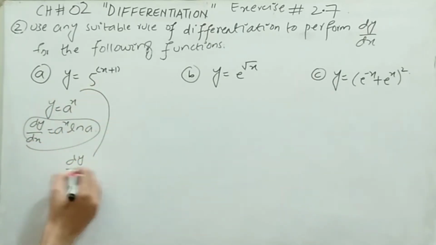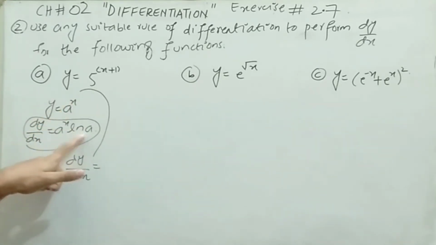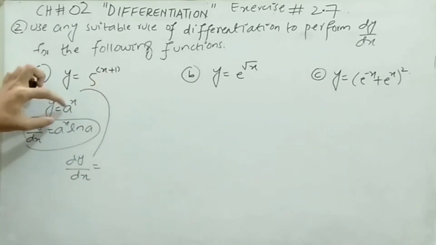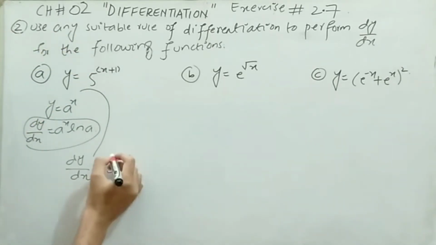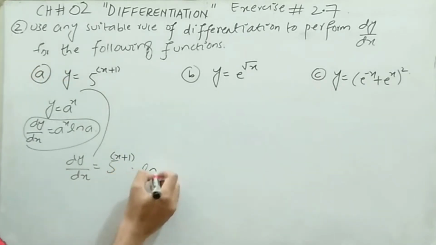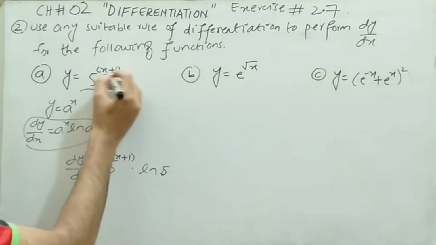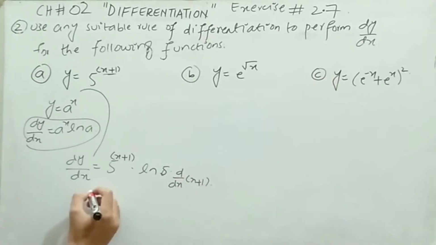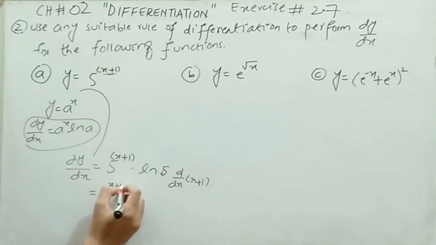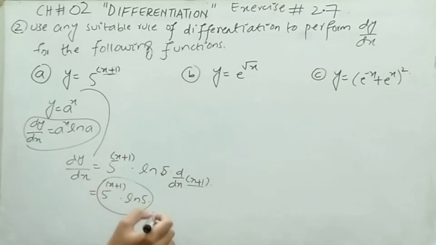So dy by dx will be equal to a power x ln a. Pi power x plus 1 compared with a power x, so the result will be pi power x plus 1 into ln of a. Here ln of a is actually ln of pi. And we will also differentiate the inner function which is x plus 1, so d by dx of x plus 1. The result will be pi power x plus 1 multiply ln of pi, and the derivative of this function is just 1. So we are left with pi power x plus 1 ln of pi.